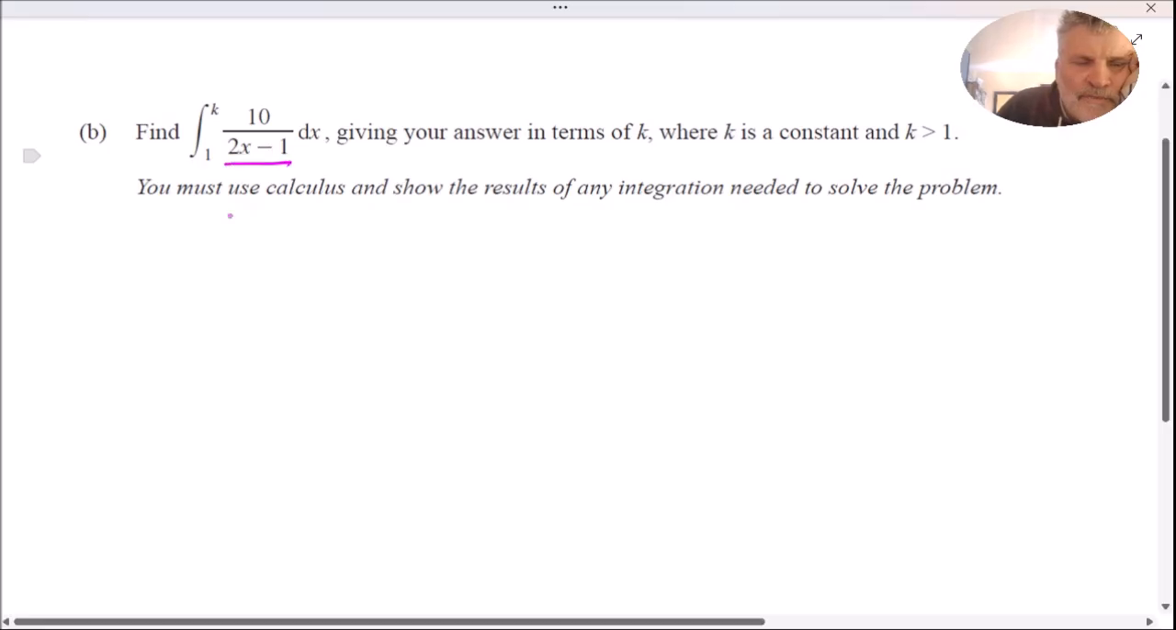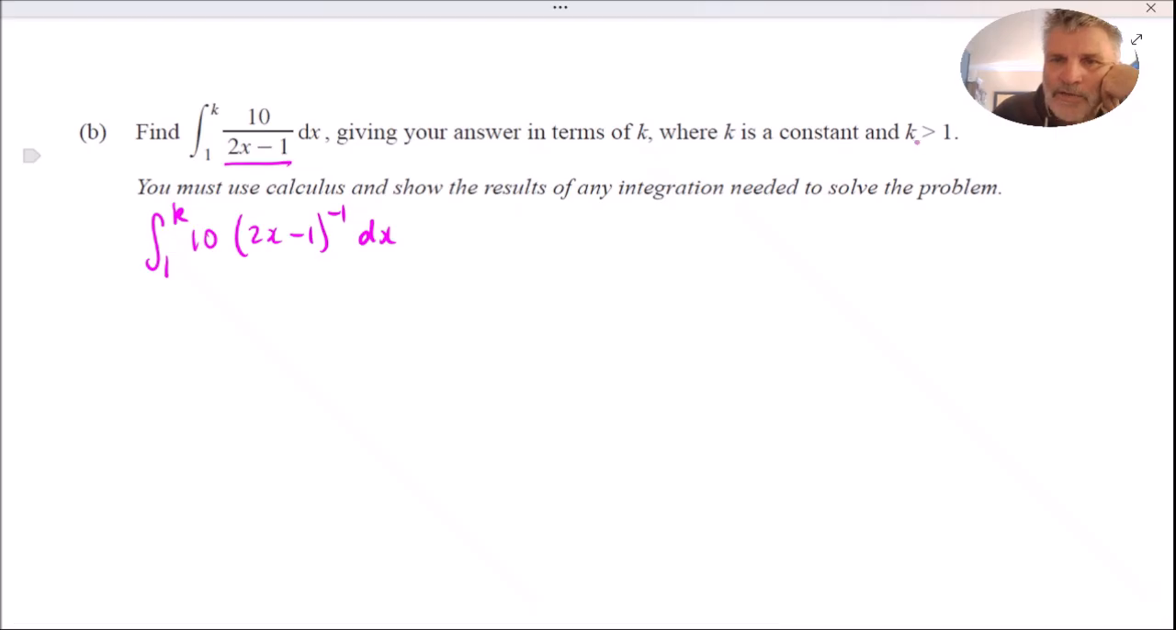Another linear function. So this integral is the integral from 1 to k of 10 over 2x minus 1, which is (2x minus 1) to the power of minus 1, dx, and we can just use the power rule. Give your answer in terms of k, where k is a constant and k is bigger than 1.